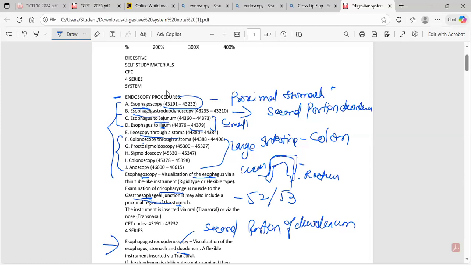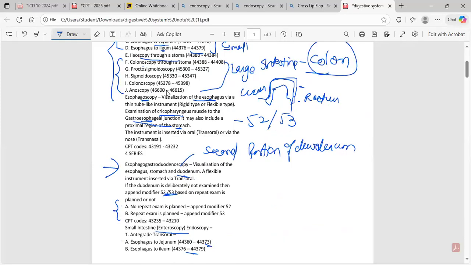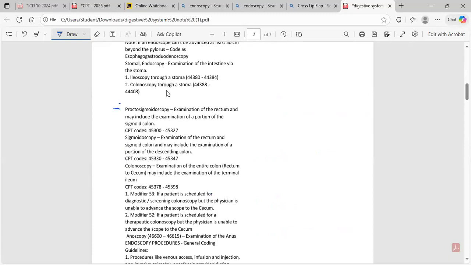If the scope does not reach the cecum, then we have to use the 52 and 53 modifier based on the documentation. So whenever you are going to bill a colonoscopy, you have to make sure that the scope reaches the level of the cecum. So rectum to cecum. If it does not reach the cecum, or the physician is unable to advance the scope to the level of the cecum, then we have to use modifier 52 or 53.